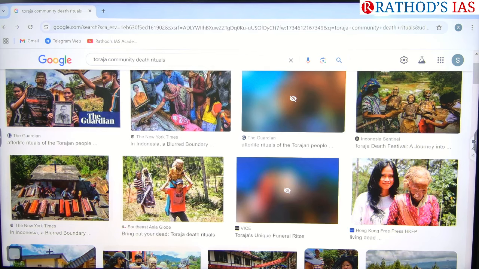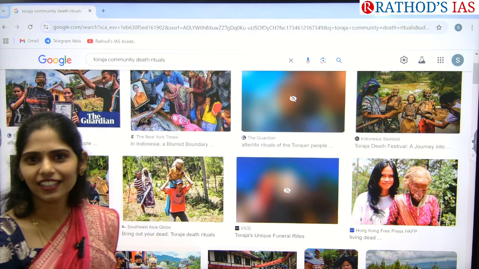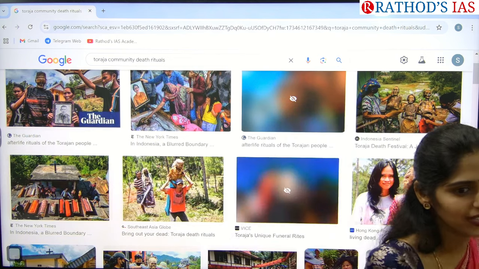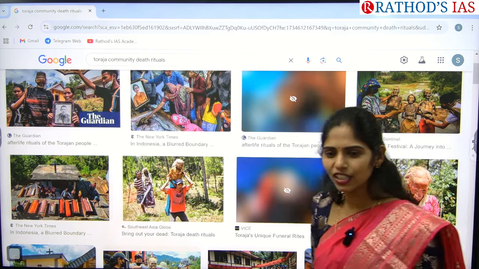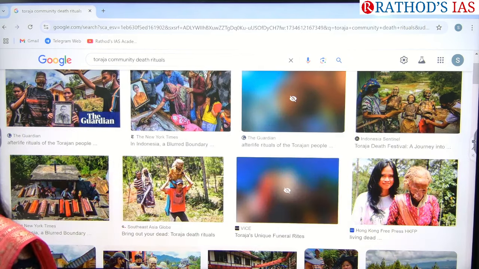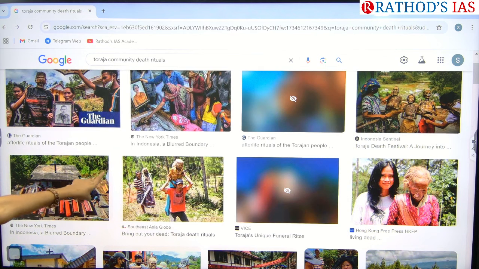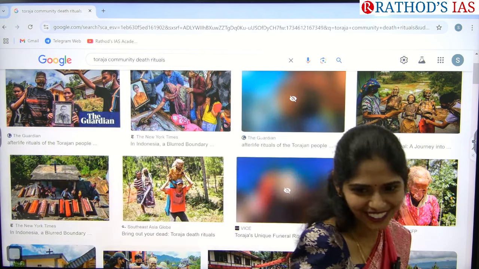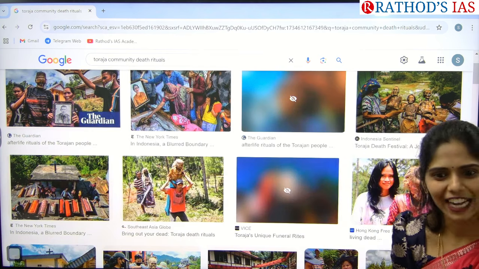So for example, if you belong to a culture where after death we do some death rituals, like burning the body or keeping it inside the soil, and you go to that place to study these tribes, what would you feel? Will you study? For that we need cultural relativism.